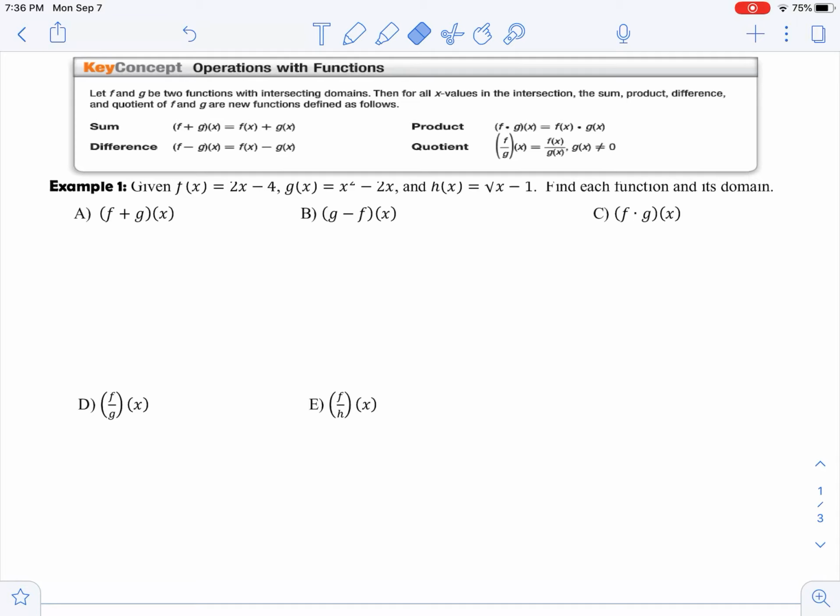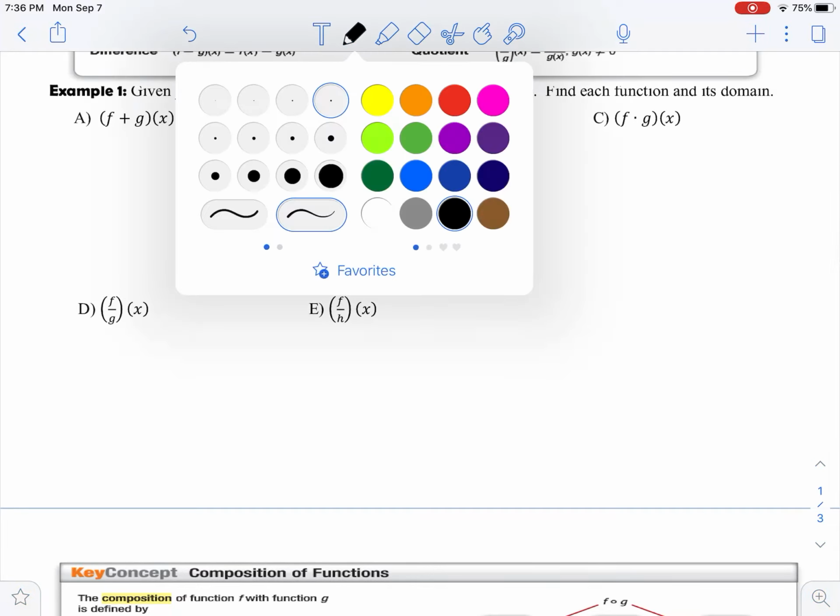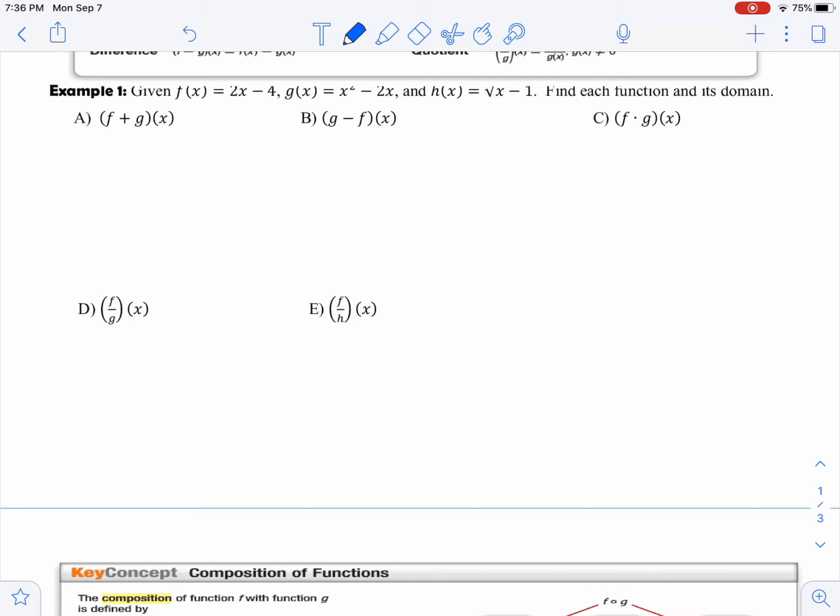Okay, so what we are talking about today is the air quote new notes, operations of functions. So you guys have actually learned this before. And it was actually in your summer packet. So I'm going to go through it pretty quickly because it's really not difficult for you guys at all.